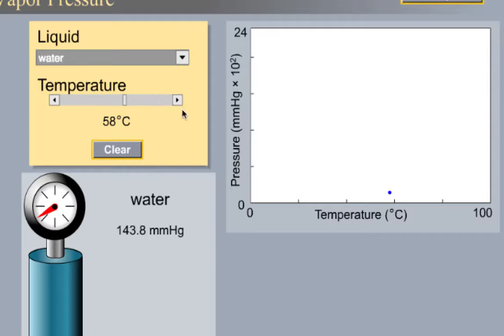Let's pick something like water. You know what water looks like. And let's take it back up to 90 degrees. At 90 degrees, the vapor pressure is only 529.4 millimeters of mercury. Way less than ethanol. And why is that? Because it has more intermolecular forces. It has those hydrogen bonds that hold it very tightly to the other water molecules. And because of that, it's harder for them to turn into a vapor.